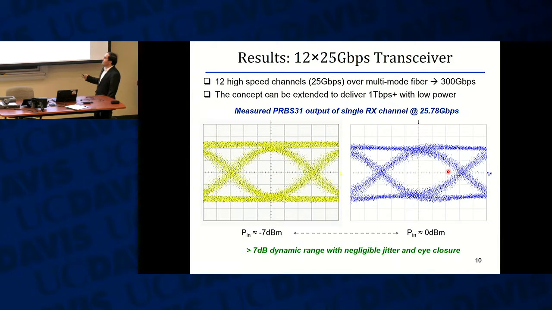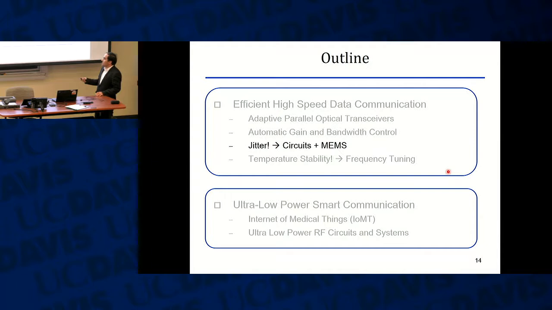And at the same time, we put this in a 12-channel design, and we got a 300 gigabit data transfer over short reach. These were short reach channels, less than 100 meters, which was impressive at the time. You can see that the eye on the left side is at minus 7 dBm, the eye on the right side is at 0 dBm, same amplitude, roughly the same jitter. I don't have the markers here, but you can see it's roughly the same jitter, same eye closure. This is a part of the work that we did, but that's not the only part.